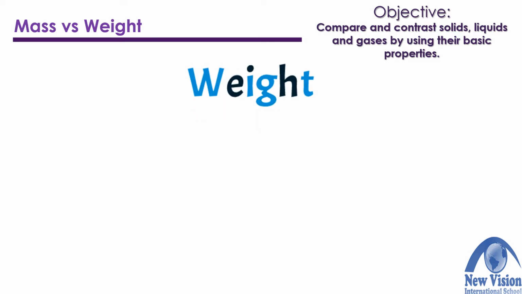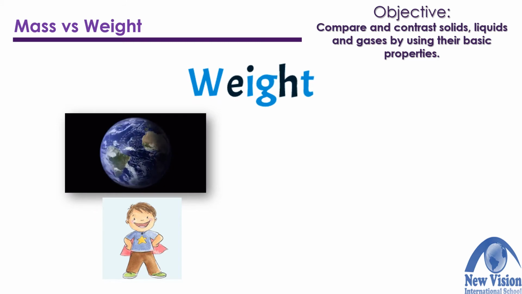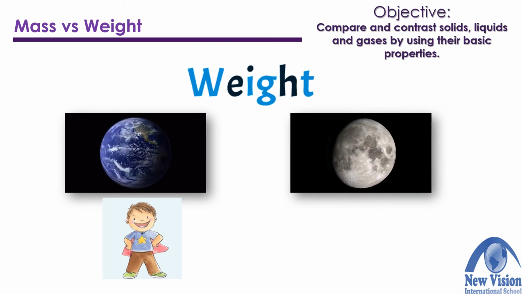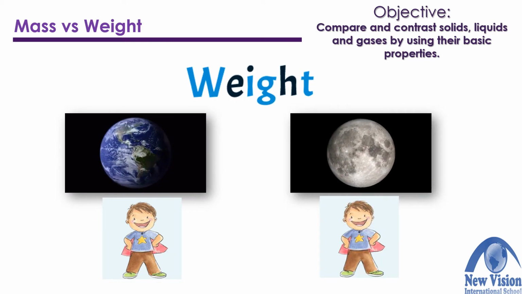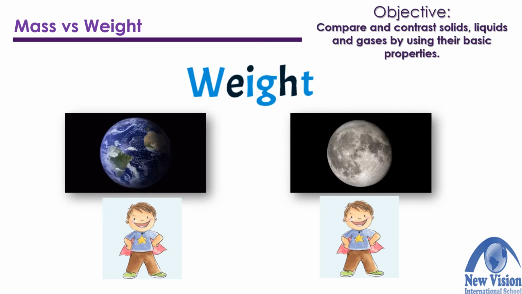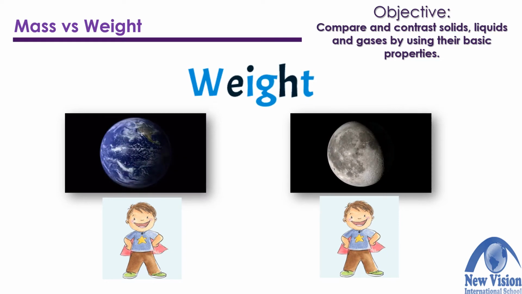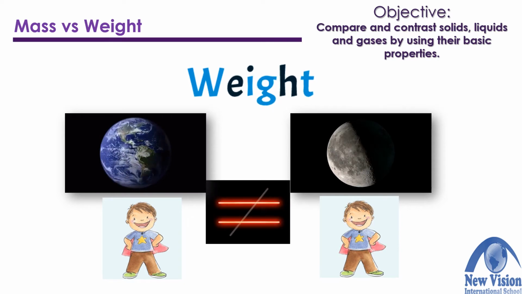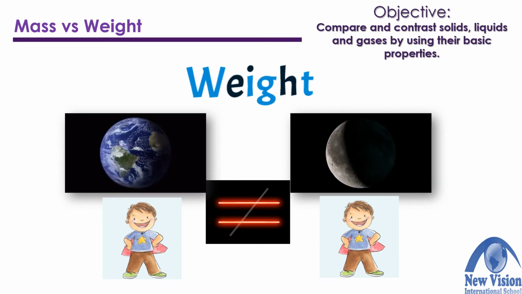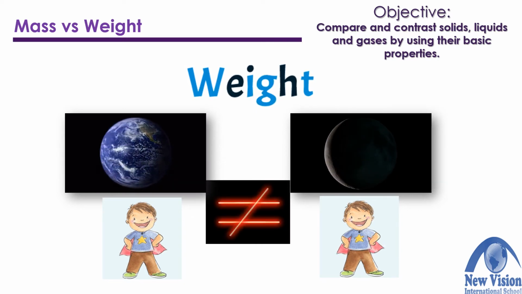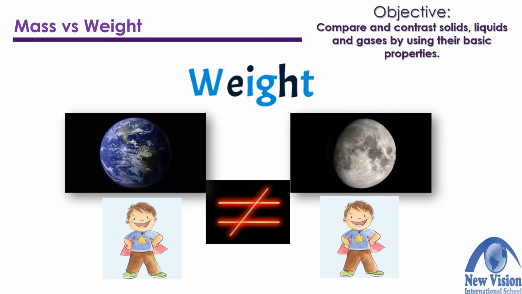Weight, on the other hand, will be different because weight depends on the acceleration of gravity. Your weight on Earth will be different from your weight on the moon because Earth's gravity is stronger as compared to that of the moon. Therefore, your weight on the moon would be less as compared to your weight on Earth.